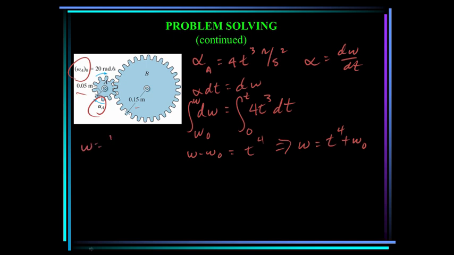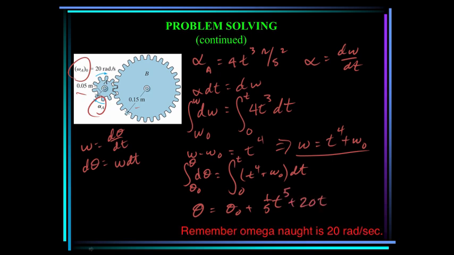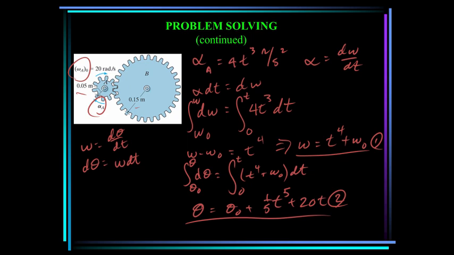Now we also know that omega is equal to d theta dt. So d theta is equal to omega dt. I have omega as a function of time here, so I can say the integral of d theta from theta naught to theta is equal to the integral of omega, which is t to the 4th plus omega naught, dt, evaluated from 0 to t. When you do this integration, it comes out that theta is equal to theta naught plus 1/5 t to the 5th power plus 20 times t. So now we have these two equations for theta and omega as functions of time.